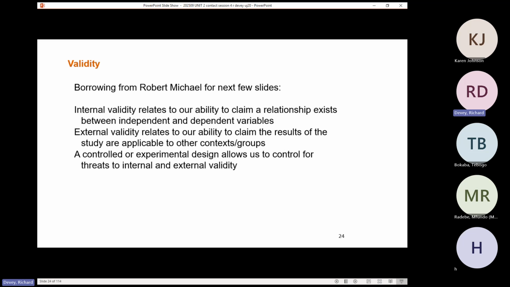And then external validity relates to our ability to claim that the results that we've got for our study are applicable to other contexts or groups. So that's linking back to the sample and the population and to the environment that we're doing our research in. And then a controlled or experimental design allows us to control for threats to internal and external validity because we can control the environment.